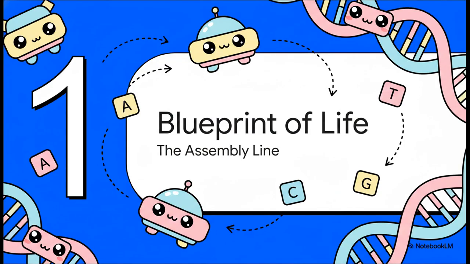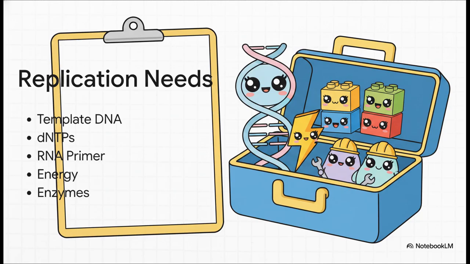Section 1. The blueprint of life. Understanding the assembly line. Now, to build anything, you need raw materials and a solid construction crew. And our microscopic site requires quite the toolkit. First up, you obviously need the original template DNA. Then, you need the actual building bricks, these specialized nucleotide molecules we call dNTPs. Throw in an RNA primer to act as a starting block, a massive amount of energy, and an elite crew of enzymes: Helicase, Primase, Polymerase, and Ligase. Every single one of these guys has a highly specific, crucial job on the assembly line.